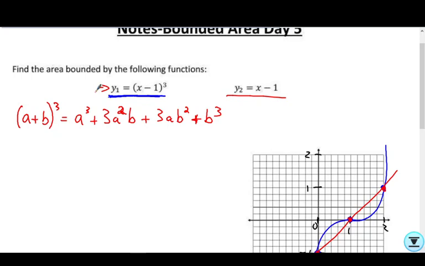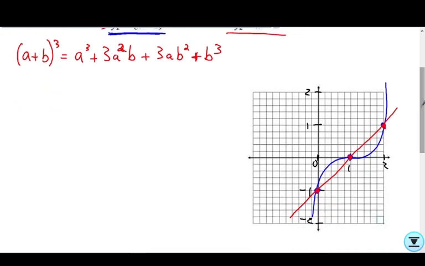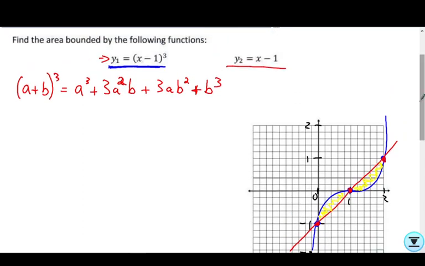Now, since we have our points of intersection, we know that we have two pieces of area we're going to be finding. We're going to be finding this area here and this area here. Okay? So, to find that area, we're going to set up two integrals. We're going to use vertical strips, so we're going to be using this equation: the integral from a to b, the function on top minus the function on bottom, dx. But we're going to have to create two of them in order to find this area.